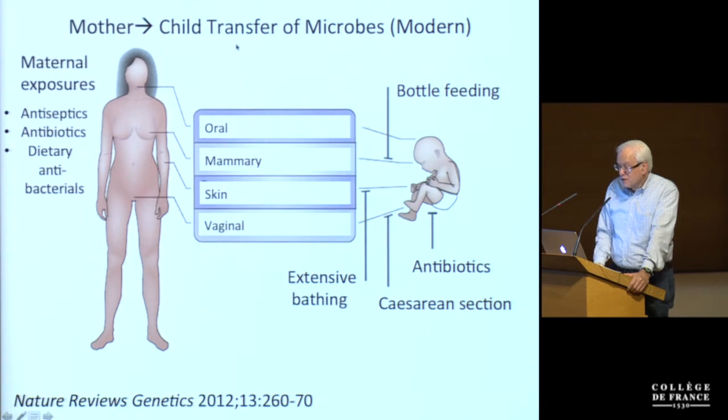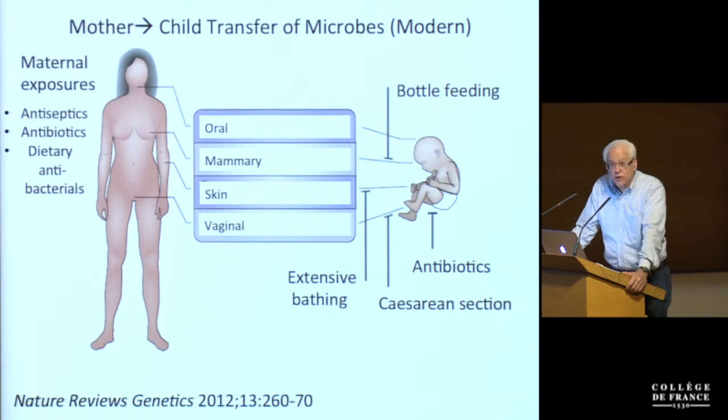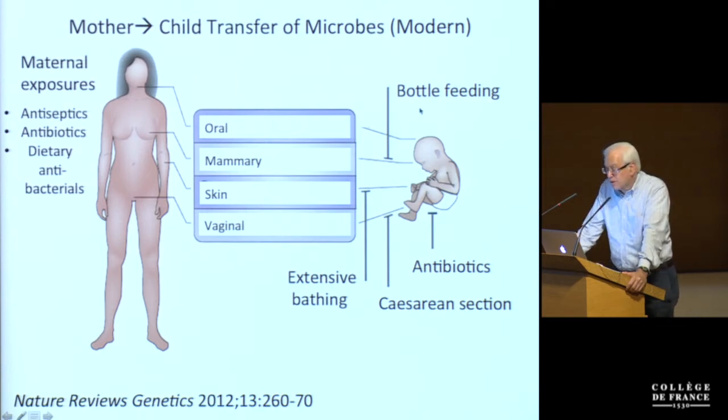But in modern times, moms are different than they used to be. Moms are living in a world of antiseptics. Moms have taken antibiotics, including during pregnancy. Moms are subject to a variety of antibacterials in their food, in their water, on their skin. And of course, babies aren't the same as they used to be, because babies may be born by cesarean section. They may miss the travel through the birth canal. In the United States, 1 baby out of 3 is born by C-section. In some countries in Europe, it's close to 1 baby in 2. Babies are bathed extensively. They are fed formula, which only superficially resembles human breast milk without the advantages of millions of years of coevolution. And of course, babies are getting lots of antibiotics.